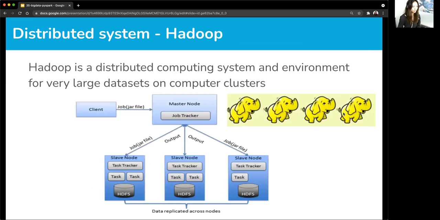Okay. So how do we work with distributed systems? This is where Hadoop comes in. Hadoop is a company, their logo is this cute little elephant. And Hadoop is a distributed computing system and environment for very large data sets on computer clusters. In the next slide, I'll have a little bit more detail on where Hadoop fits in with everything else. What helps me understand Hadoop is thinking of it as the hardware side. Hadoop is literally the clusters of extra computers working on a single task.